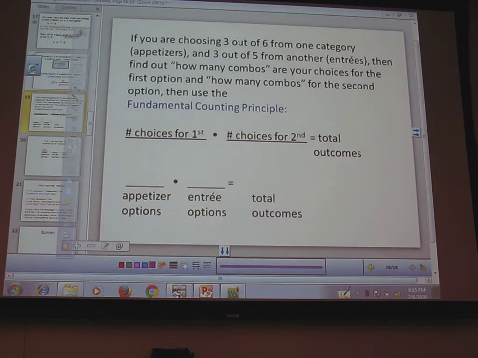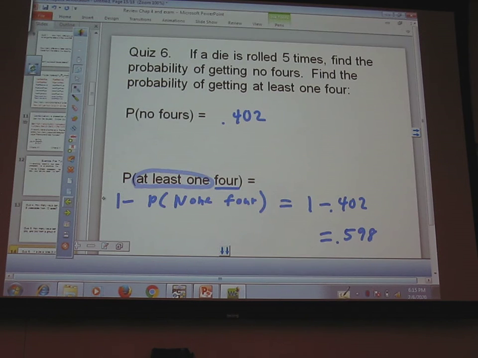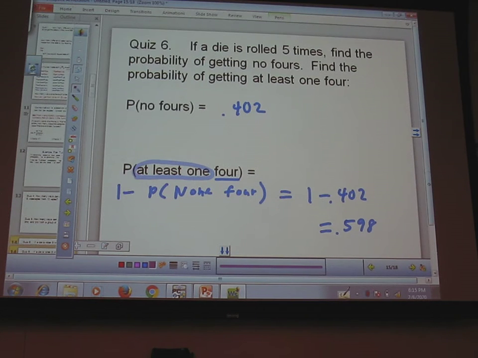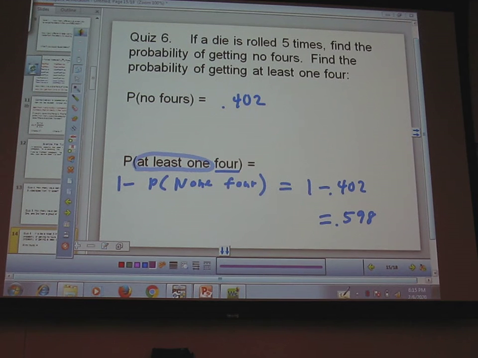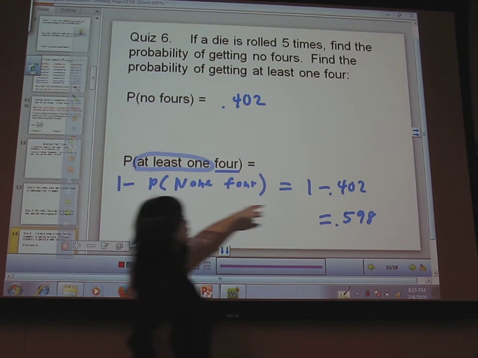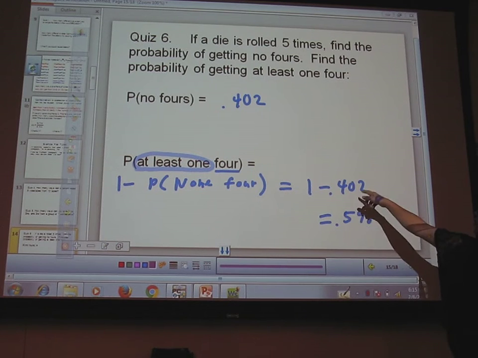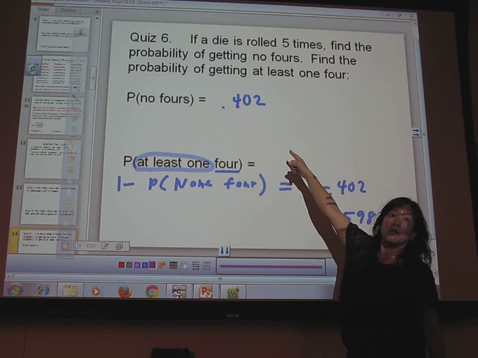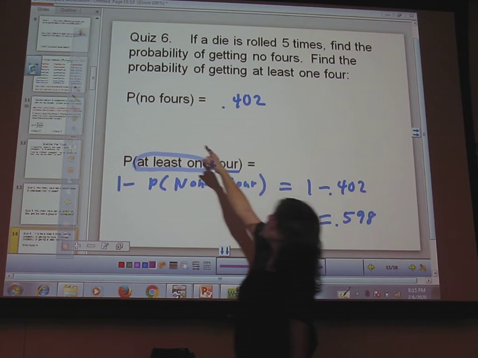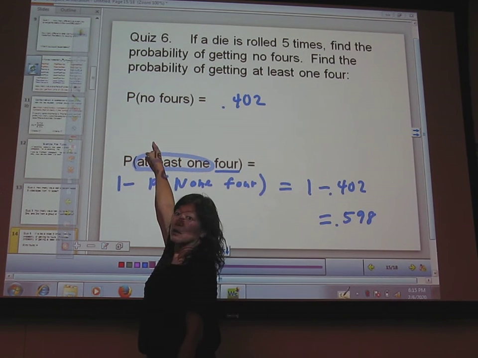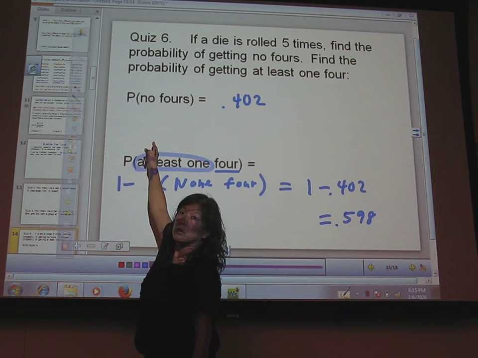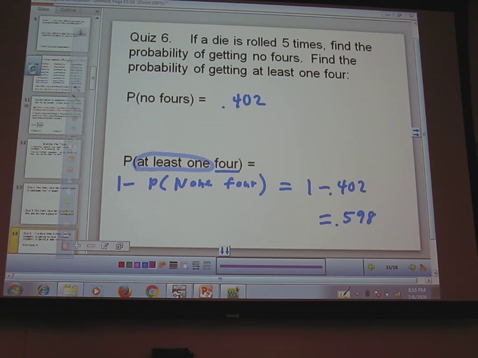Yeah, Noe? I have a question on the previous one. How come on that one, after we multiplied all of them, we subtracted it from 1, and on the previous question we didn't? Because it's not at least one. Do you see at least one there? It says no fours, not at least one. No fours is easy.